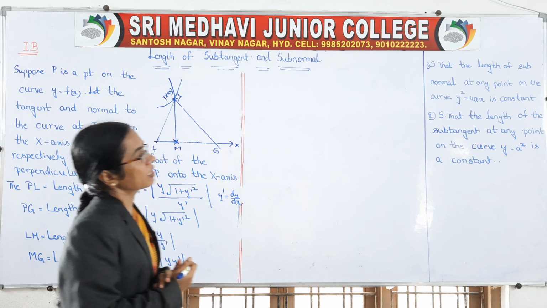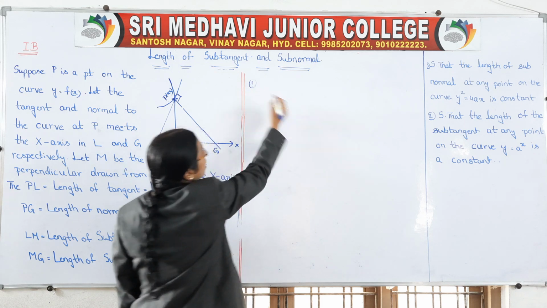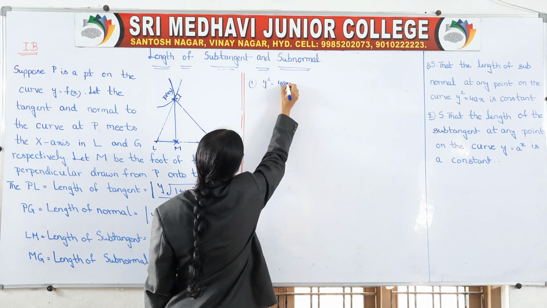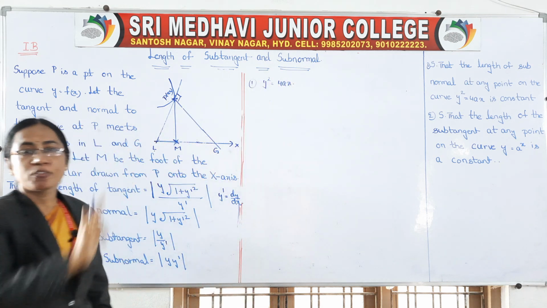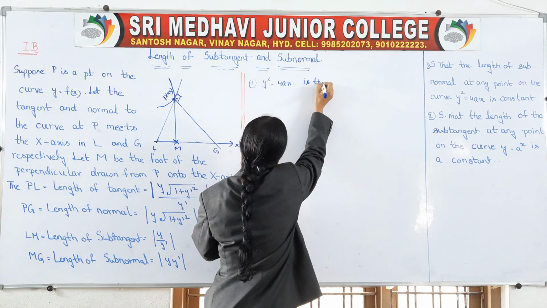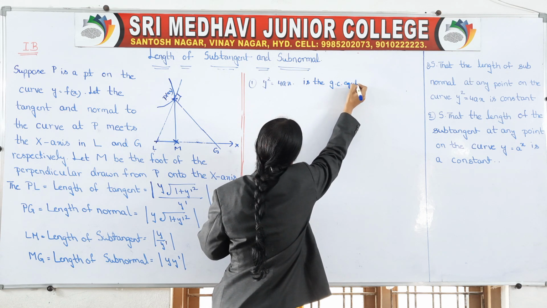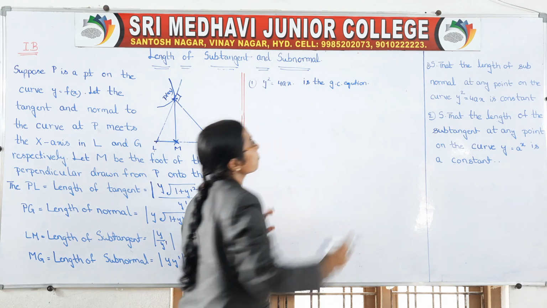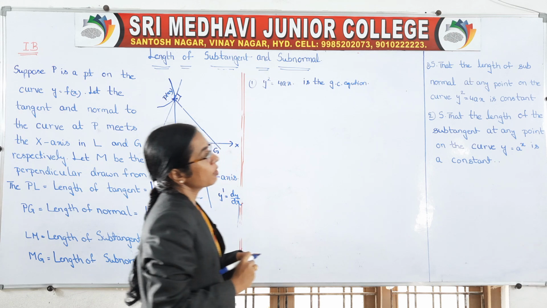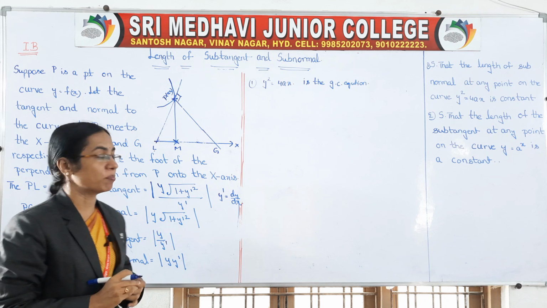Show that the length of the subnormal at any point on the curve. So what is your first one? It is y square is equal to 4ax, the given curve equation. Then we have to prove that the length of the subnormal at any point on y square is equal to 4ax is constant. We have to find the length of subnormal.